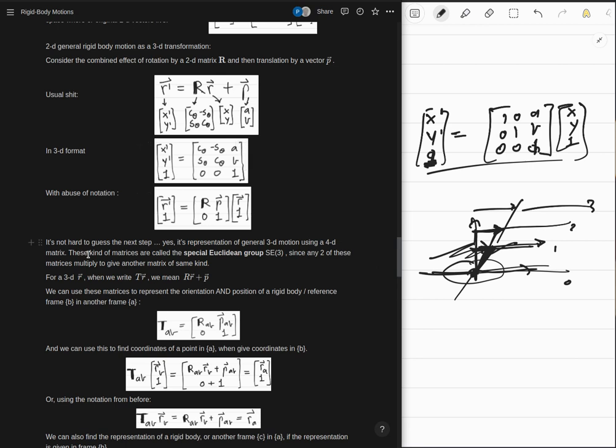So okay, it's not hard to guess the next step. Yeah, we are going to 3D now. So instead of having I2, we are going to I3 and R in 3D vectors, right? So the thing is pretty much still the same kind of notation, except this R is now a 3 by 3 matrix, and there will be 3 zeros over here, and this will be a 3 vector. Okay.